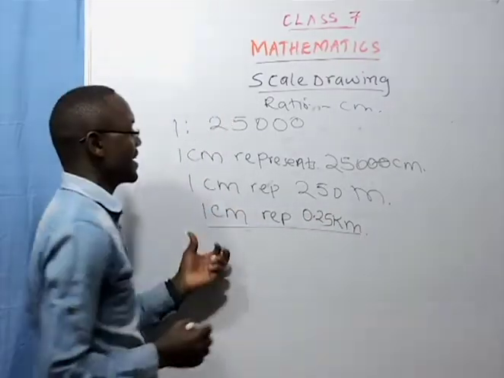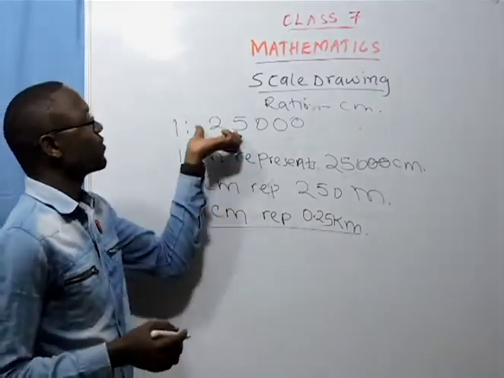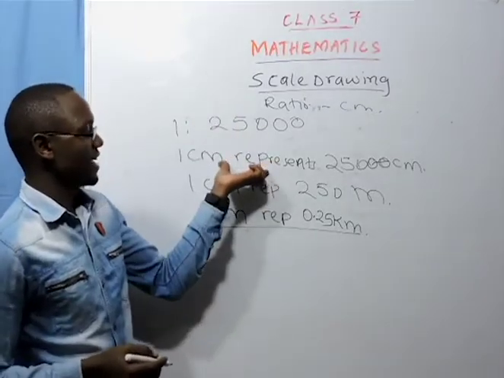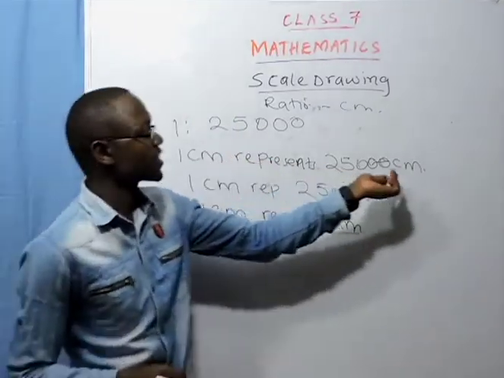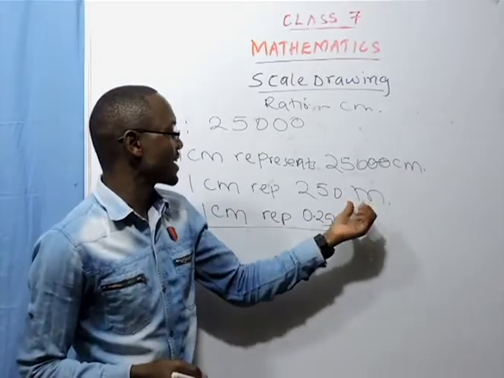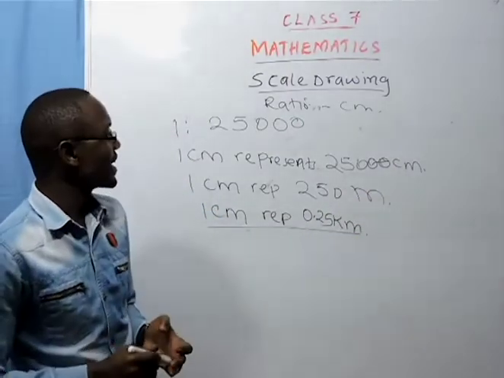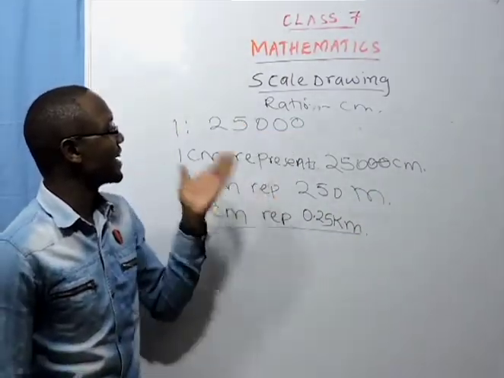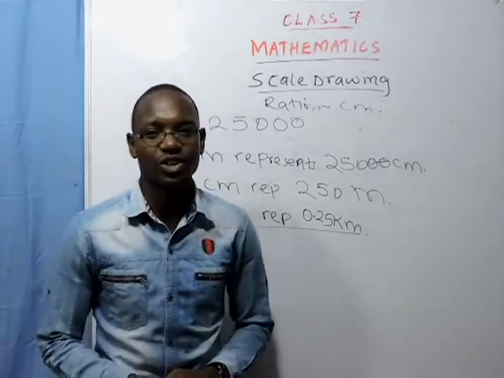That is now the scale in linear form. We've gone from ratio to linear scale, and we start from the smallest unit, then we go to meters, then to kilometers. So that is how we express scale in linear and in ratio form.